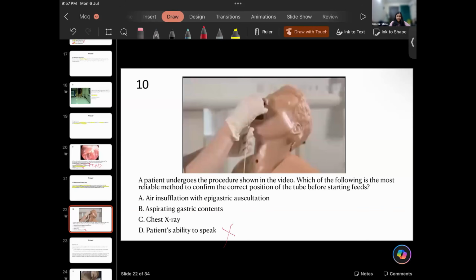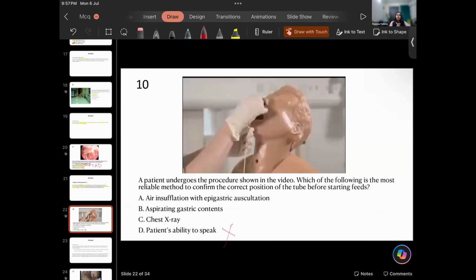Chest X-ray, we will get back to this. Air insufflation with the epigastric auscultation. Yes, the most commonly done in the clinical setting. We don't do a chest X-ray after inserting a tube into a patient. Do we do that? No. Air insufflation with the epigastric auscultation. Yes, the most commonly used technique that we do to know the correct position is this.